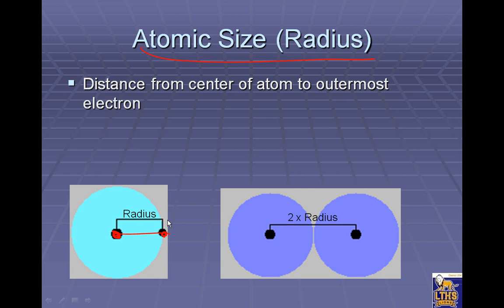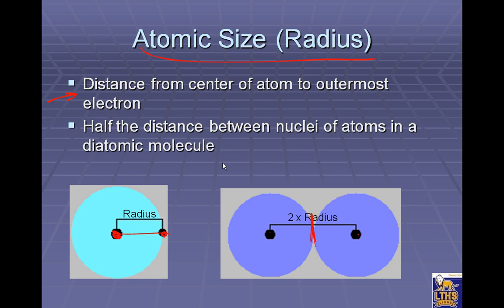How do you measure that? Well, you really have to have 2 atoms bonded together, and if you can measure the distance between the nuclei, half of that is the radius. Okay, so make sure you know this is what atomic radius means. This is the way it's measured. Half the distance between the nuclei of atoms in a diatomic molecule is the radius.